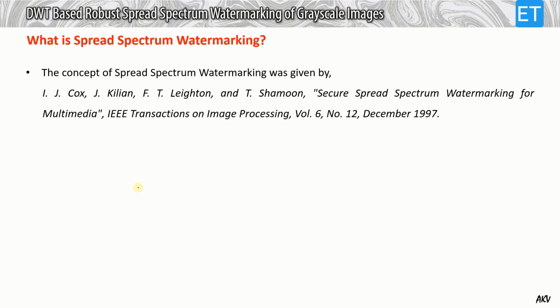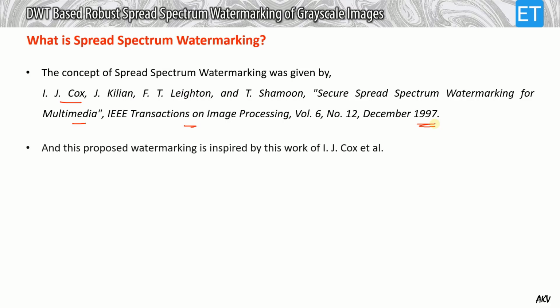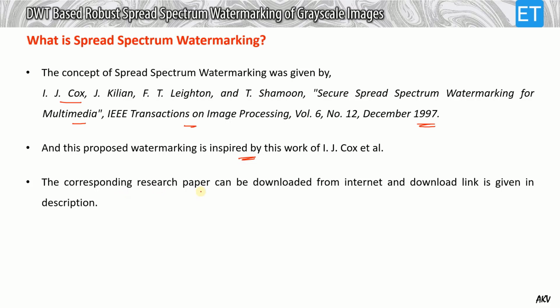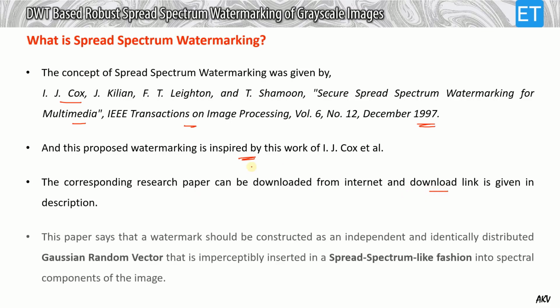Now let's see what spread spectrum watermarking is. The concept of spread spectrum watermarking was given by I.J. Cox in his paper Secure Spread Spectrum Watermarking for Multimedia, published in IEEE Transactions in December 1997. The watermarking process proposed in this video is inspired by this work of I.J. Cox. The research paper can be downloaded from the internet, and I have given its download link in the description. You can go for that.